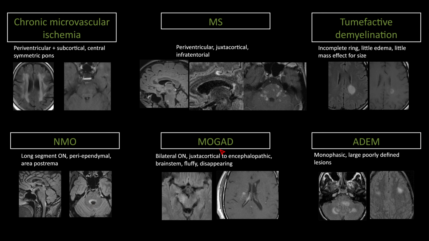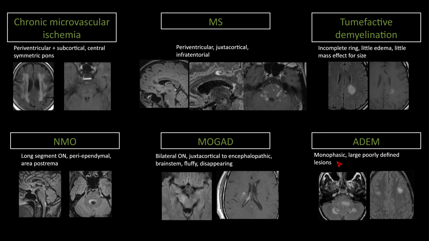We talked about MOGAD. Now, a unique thing about MOGAD is this high frequency of bilateral optic neuritis, but there can also be involvement in the brain, and these lesions, when they happen in the brain, tend to be juxtacortical, can have an encephalopathic pattern, can have involvement of the brainstem, and the lesions tend to be fluffy appearing, not going to be discrete lesions like MS. And one somewhat unique feature with the MOGAD lesions is that they can completely disappear on follow-up. In things like MS, you're going to have a lesion, it's going to get smaller, but it's never going to completely disappear. But with MOGAD, they literally can completely disappear.